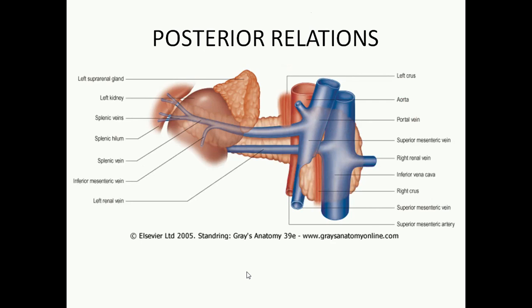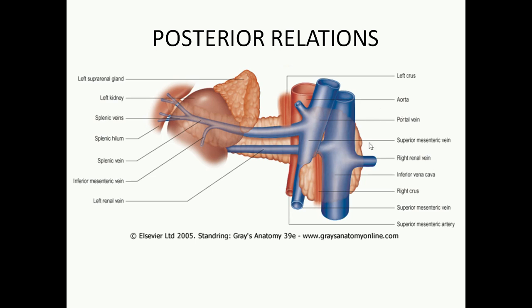What is the posterior surface? How does it look? The posterior surface of the pancreas corresponds with a large vein that you see here. This large vein is the IVC. You get the right renal vein draining into the IVC, and you also have the left renal vein draining into the IVC. Here you get the formation of the portal vein. You find two large veins on the posterior surface of the pancreas, so this posterior surface has two veins corresponding to it.